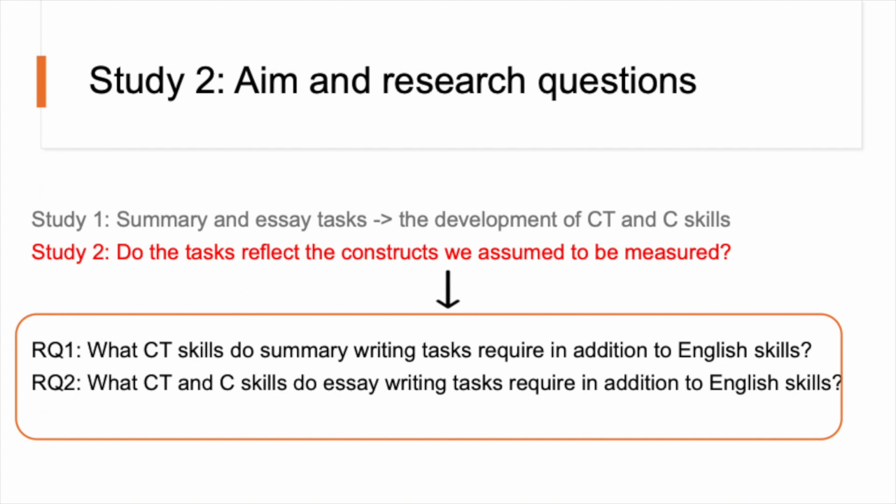The following research questions were addressed. Research question 1. What CT skills do summary writing tasks require in addition to English skills? Research question 2. What CT and C skills do essay writing tasks require in addition to English skills?